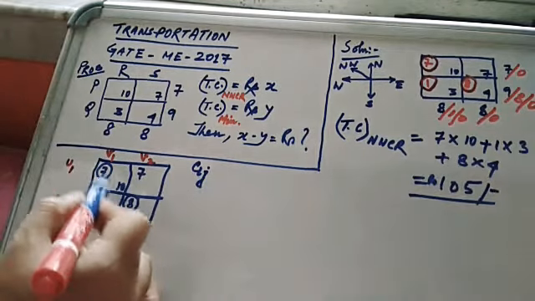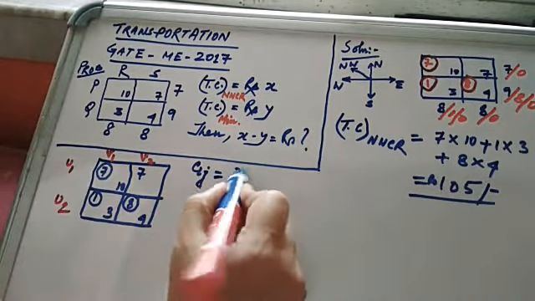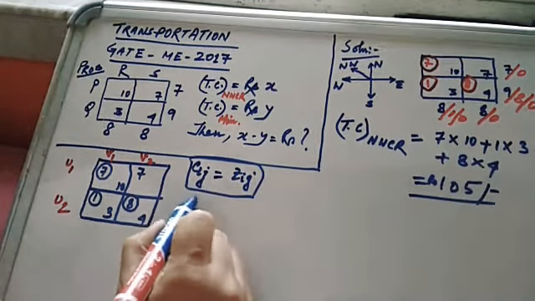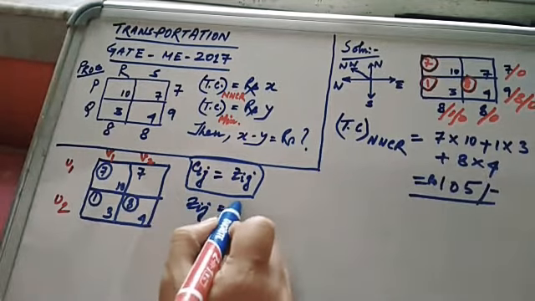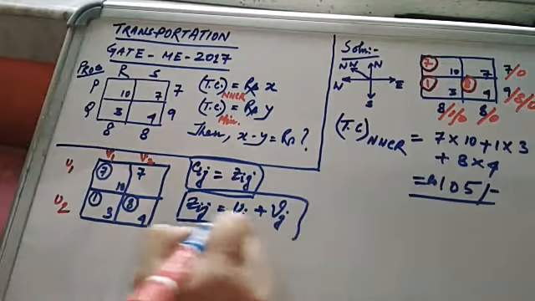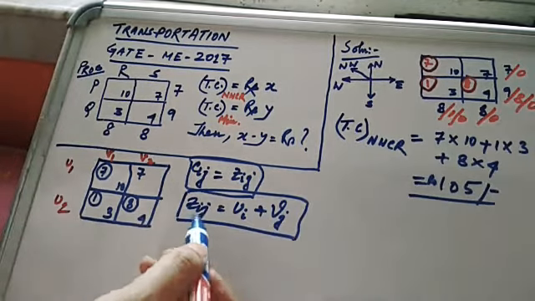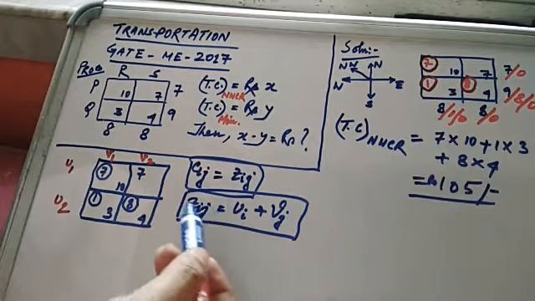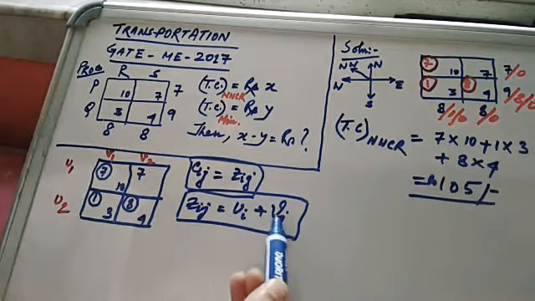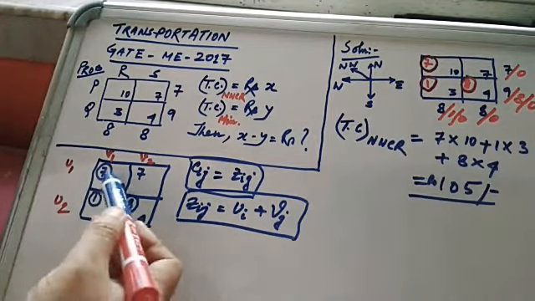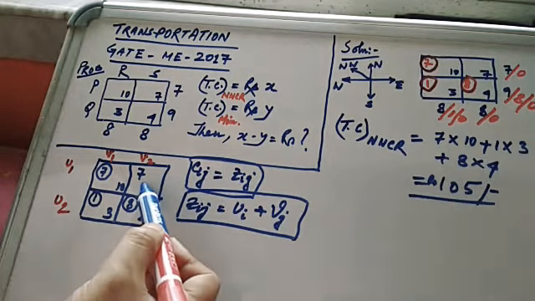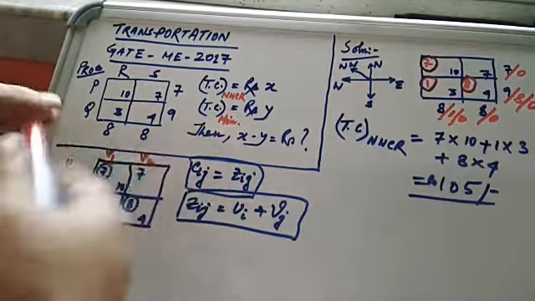So Cij for allocated cells, Cij value is equal to Zij. And what is Zij? Zij is nothing but the summation of Ui plus Vj. We already know, in the previous problem I have given you the concept of Cij and Zij. So Zij is Ui plus Vj. Now for allocated cells, Cij and Zij are equal, but for this unallocated cell, you have to find the value of Zij.